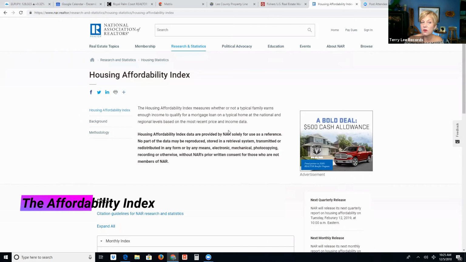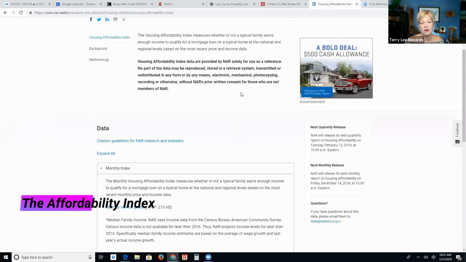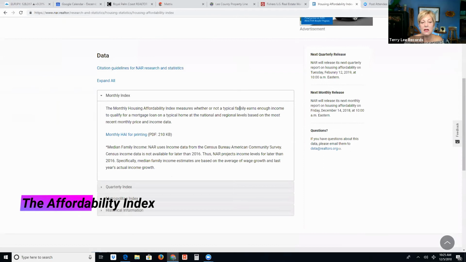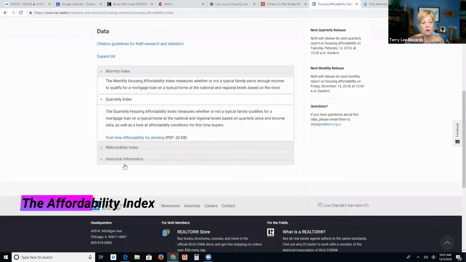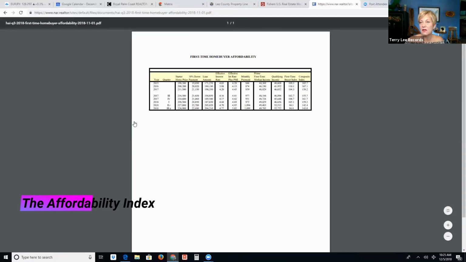So, okay, here's a site. I'm giving this to you in a document enclosed. And you're going to go to this website and say, okay, show it to me then. So it's a number, right? Let's go in and play here for a sec. So here's the quarterly index. And here's the first time affordability index for printing. And the average number for the average person is 100. If it's above that, it means they can afford more house than the average person. If it's below that number, it's less house.